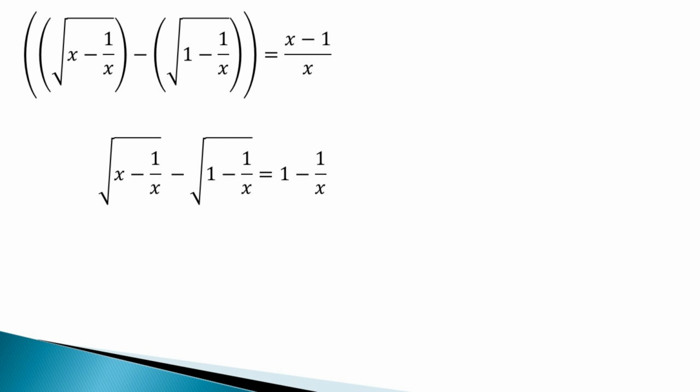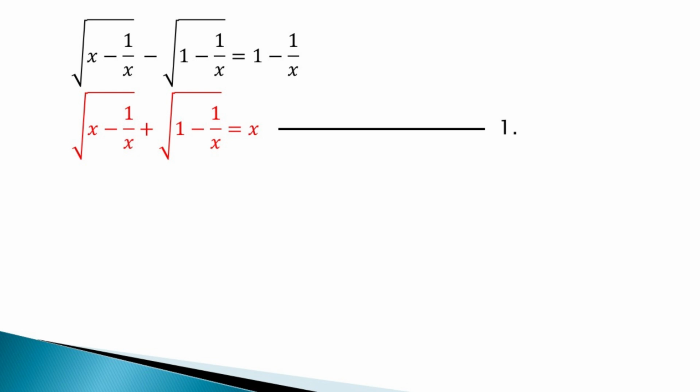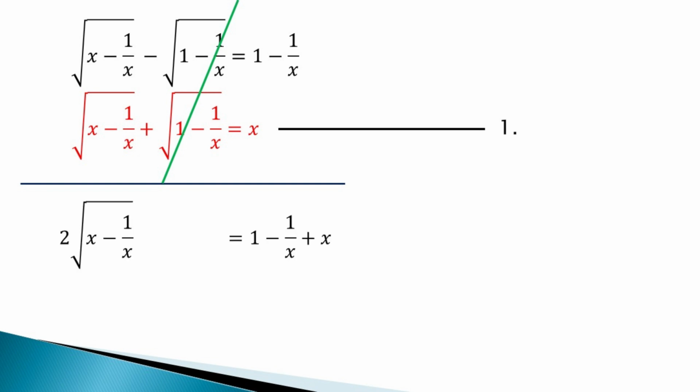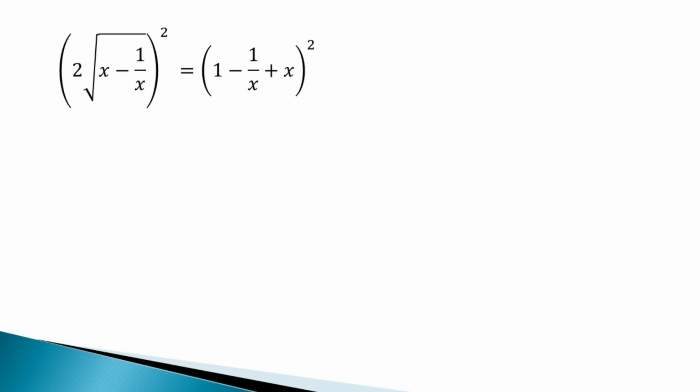Now we take this equation and equation number 1. Addition of these two equations makes the second terms on the left hand side cancel, and the resultant equation becomes 2 root x minus 1 by x is equal to 1 minus 1 by x plus x. Now to get rid of the square root sign, both sides are squared and the equivalent equation becomes 2 under root x minus 1 by x whole square is equal to the square of the right hand side term.